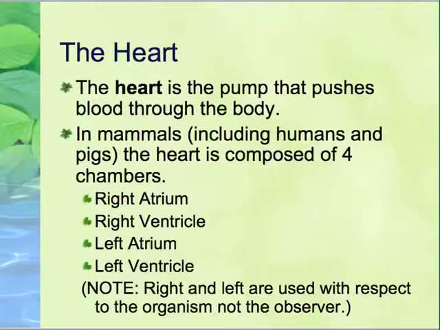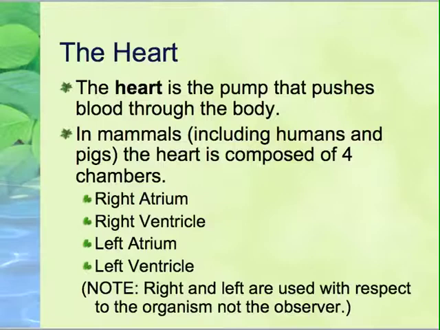The heart now is the pump that pushes blood through the body. Now in mammals, including humans and pigs, which we're going to study in more detail, the heart is a four-chambered heart. It has the right atrium, the right ventricle, the left atrium, and the left ventricle. A note that we covered in previous lectures, but might as well repeat ourselves.